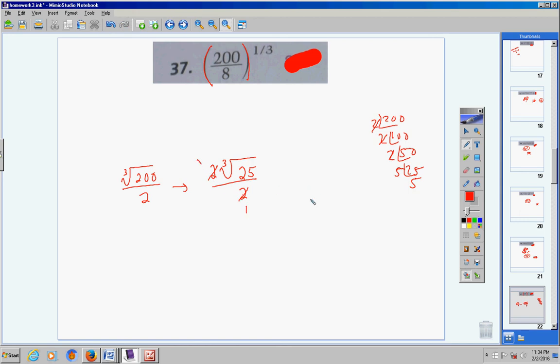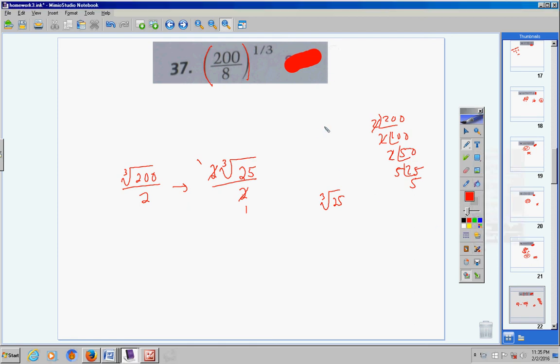So we're left with 1 cube root of 25 all over 1. Well, you don't need the bottom 1, and you don't need this 1 either right here. So you're left with the cube root of 25. Now really, there's nothing else you can do with this, but here's the problem. Was your original problem written with a radical or a fractional exponent? Well, a fractional exponent.